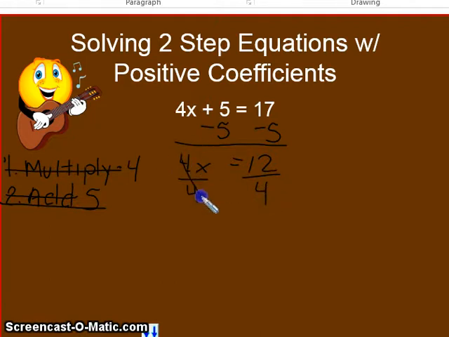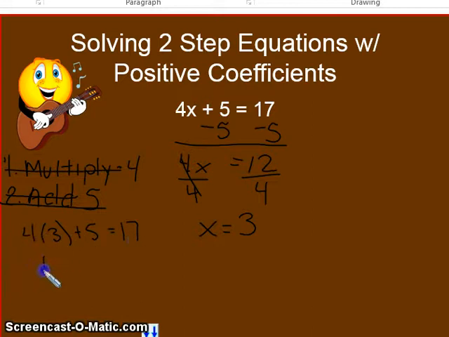4 divided by 4 is 1, and then I have an x. And 12 divided by 4 is 3. I can check it and make sure it's correct by plugging 3 into the original equation for x. That would give me 4 times 3 plus 5.